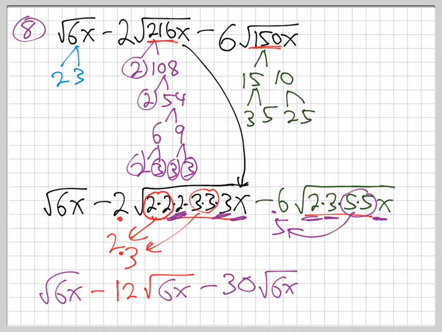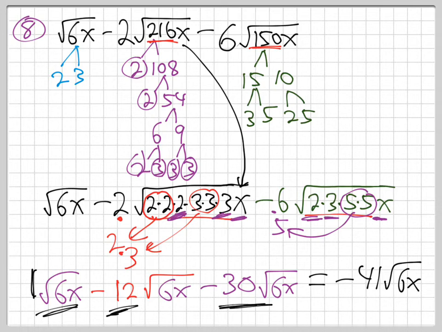Now notice all the roots match. So we can combine them. They're like roots. We can combine them. So in other words, what number's really right here in front of this root? 1 is an invisible understood 1. So 1 root of 6x, take away 12 roots of 6x, take away 30 roots of 6x. Use your calculator. Minus 41 roots of 6x. Hopefully that answer's on there.